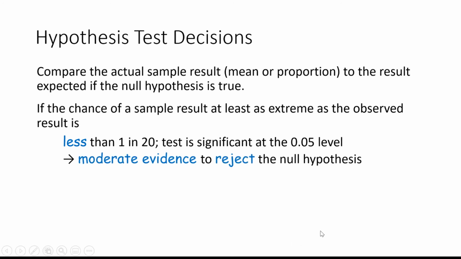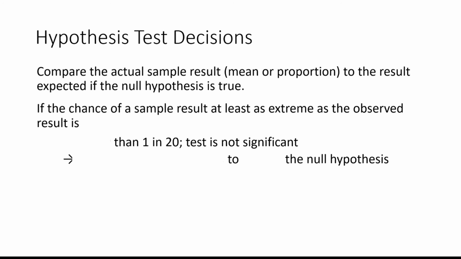And finally, if the chance of a sample result at least as extreme as the observed result is greater than 1 in 20, the test is not significant. We do not have sufficient evidence to reject the null hypothesis.